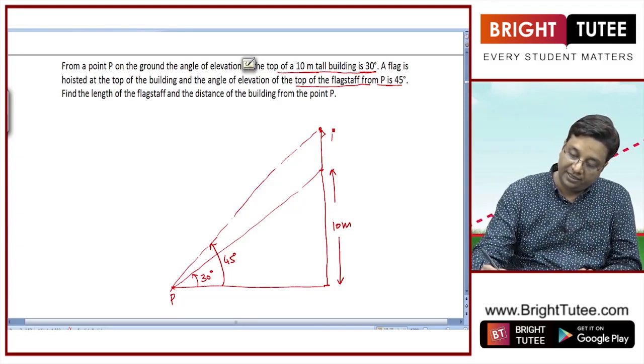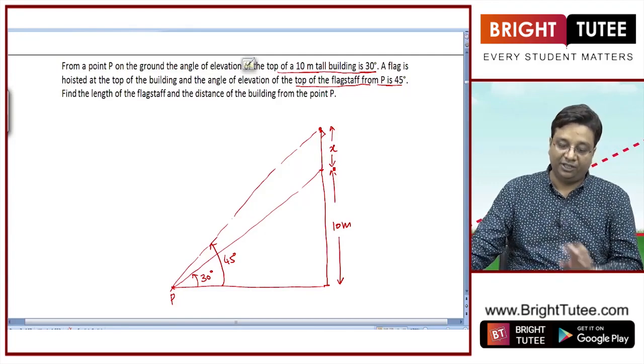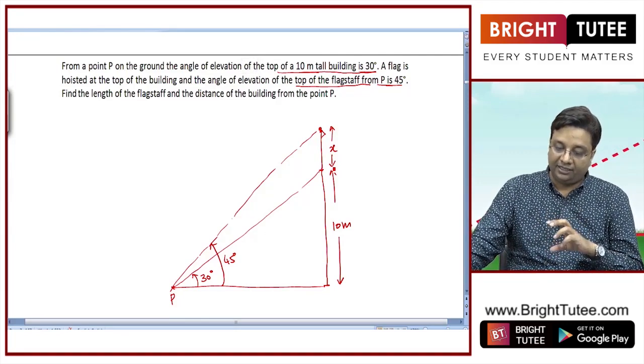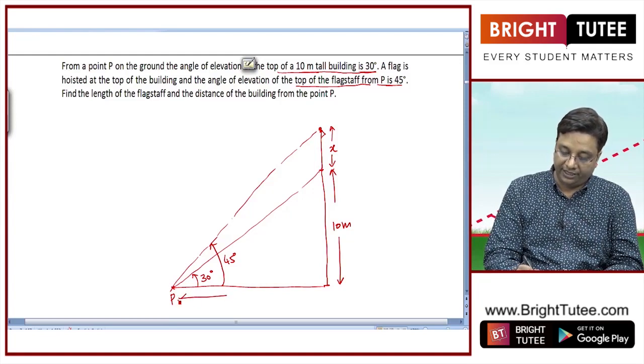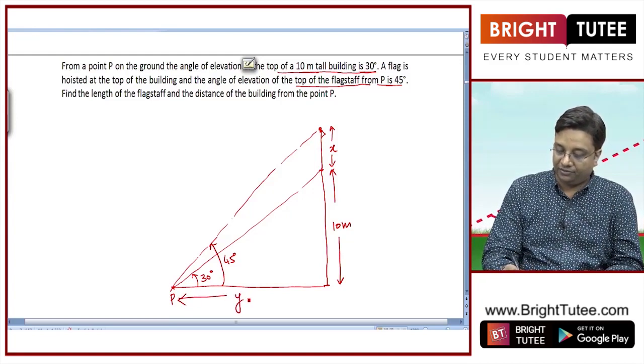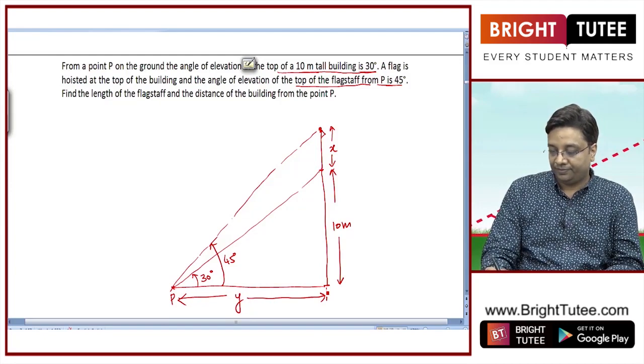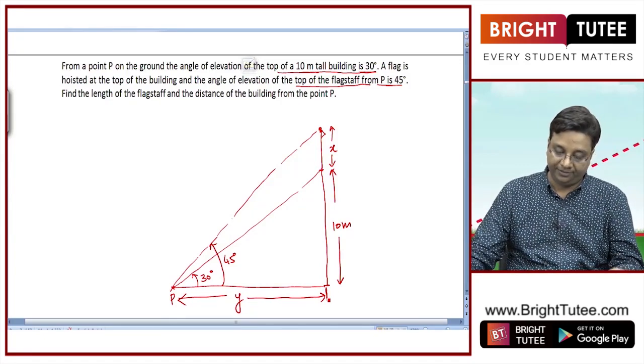We need to find this length here. Let's name it as x. We need to find the value of x, and the distance of the building from the point P. We need to find this distance y, right?